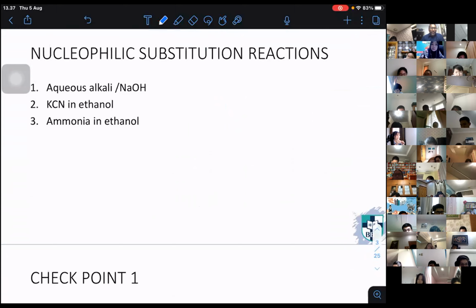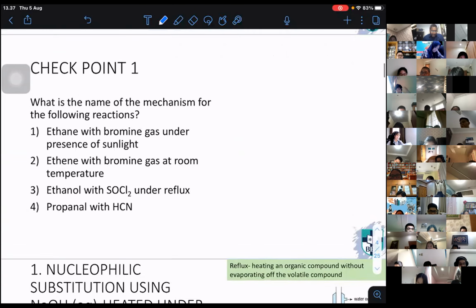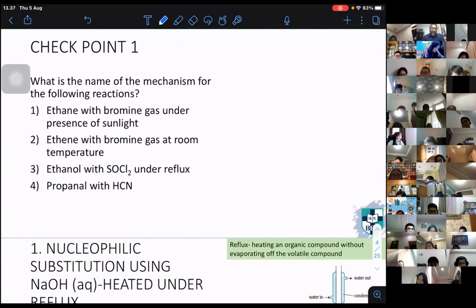For nucleophilic substitution reactions, we have 3 examples, 3 reactions. I've written over there aqueous alkali, or in your book they use sodium hydroxide, KCN in ethanol, and ammonia in ethanol. We will go and look into it in detail. But before that, let's do some questions.